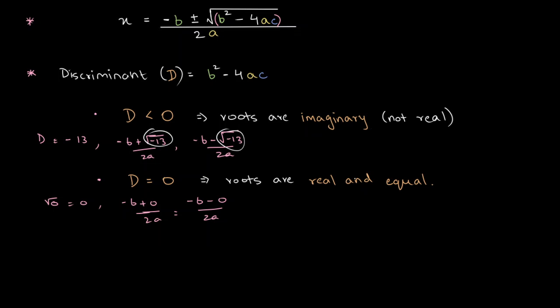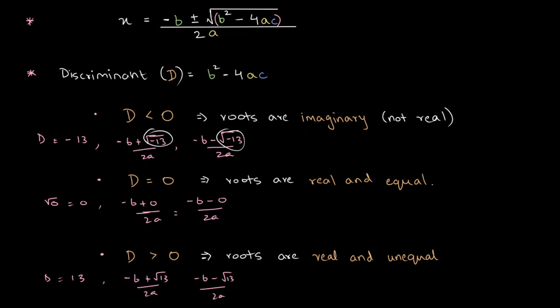Now the third and final condition is when D is greater than 0. So we saw D less than 0, equal to 0, and now greater than 0. Suppose I have a number like plus 13. Now I'll have one root which is minus b plus root 13 upon 2a, and the other root will be minus b minus root 13 upon 2a. These are two different values, both real numbers but different values. So when D is greater than 0, my roots are real and unequal, because in one case I'll be subtracting root 13 and in the other case I'll be adding root 13. So these are my three situations.